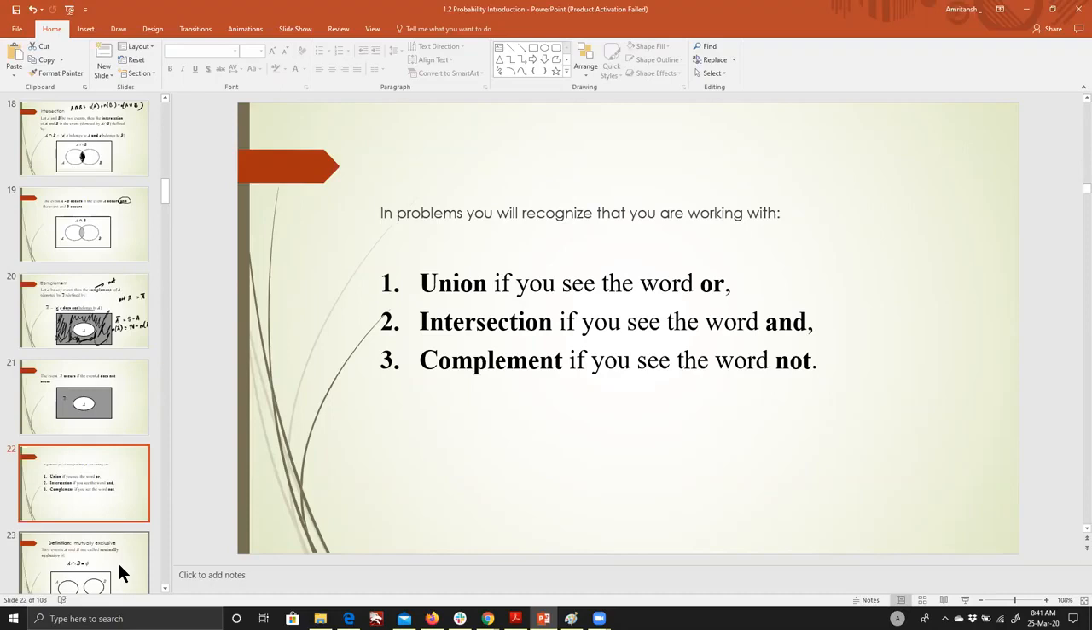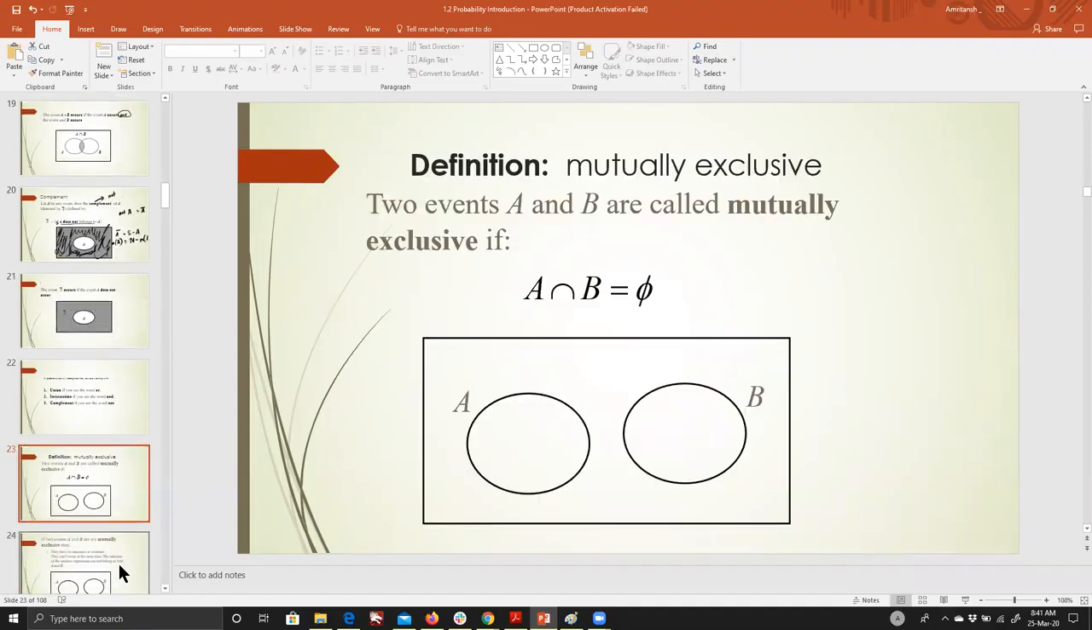Now a few more definitions. Mutually exclusive, and this is a big one actually. Two events A and B are called mutually exclusive if A intersection B gives a phi, or null event. What it means is there is no commonality between A and B. There are no elements which are common to both A and B. Such events are called mutually exclusive. Let me give you a good example. These are mutually exclusive. Why?